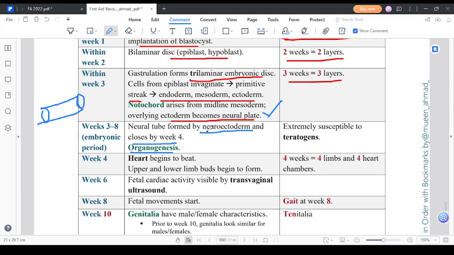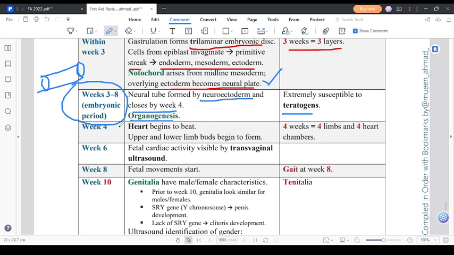Okay. So the neural tube is formed by the neuroectoderm and closes by week 4, and organogenesis occurs. It is extremely susceptible to teratogenesis. This is the phase they ask you a lot about, in which phase the teratogens have their maximum impact. That is during week 3 to 8, and it is extremely susceptible to the teratogenic effect. Then for weeks 4, 6, 8, they have also given separate points.